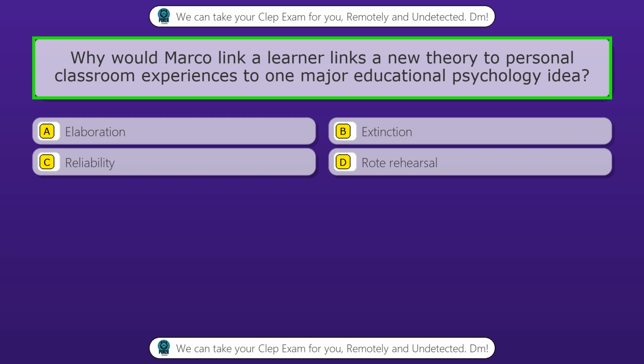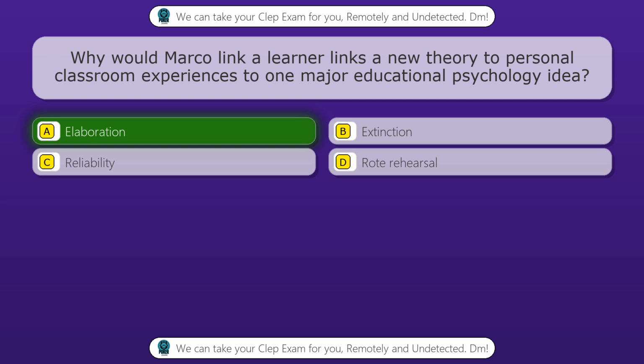Question 39. Why would Marco link a learner links a new theory to personal classroom experiences to one major educational psychology idea? Option A, elaboration. Option B, extinction. Option C, reliability. Option D, rote rehearsal. The correct answer is option A, elaboration.